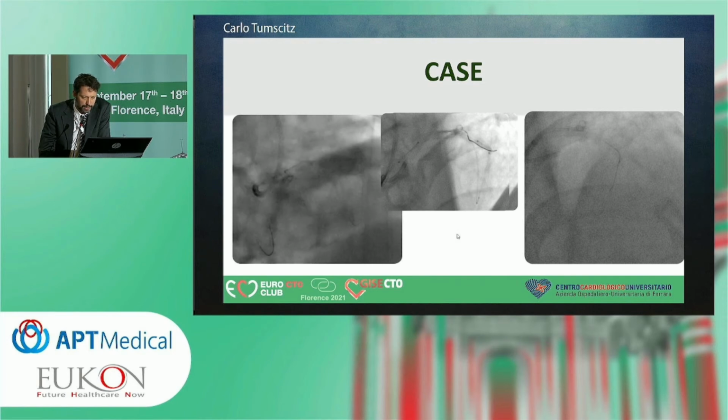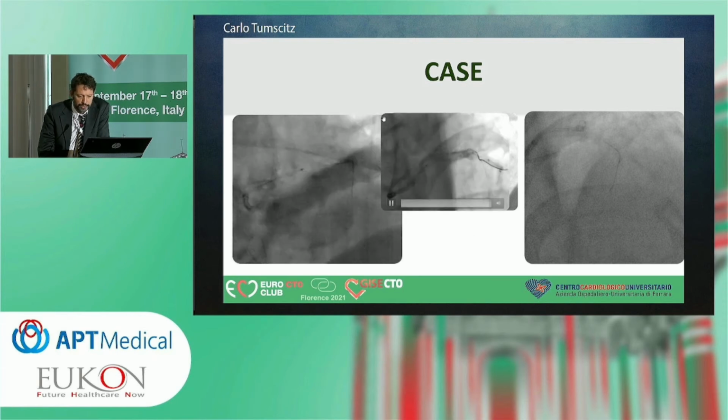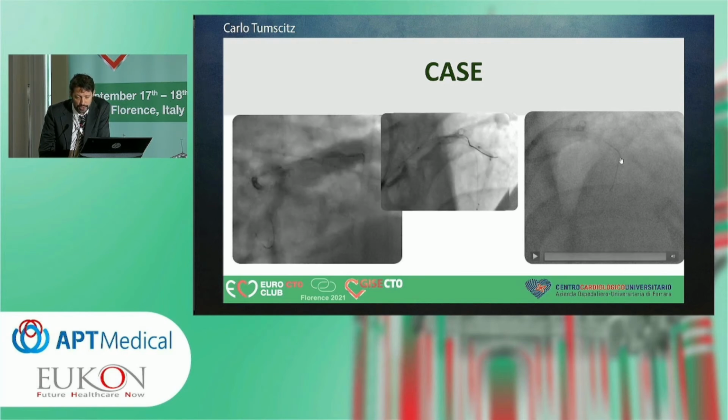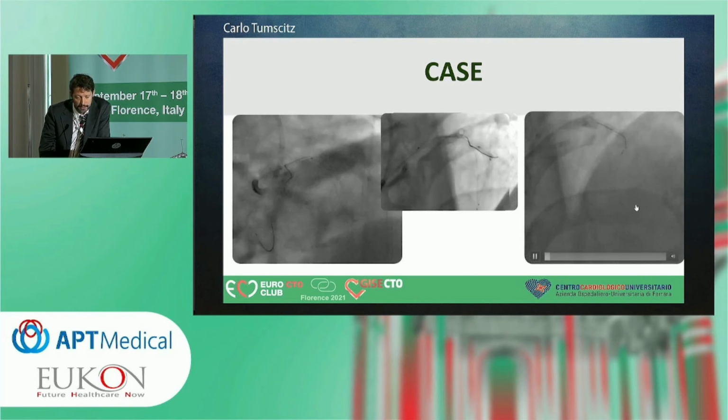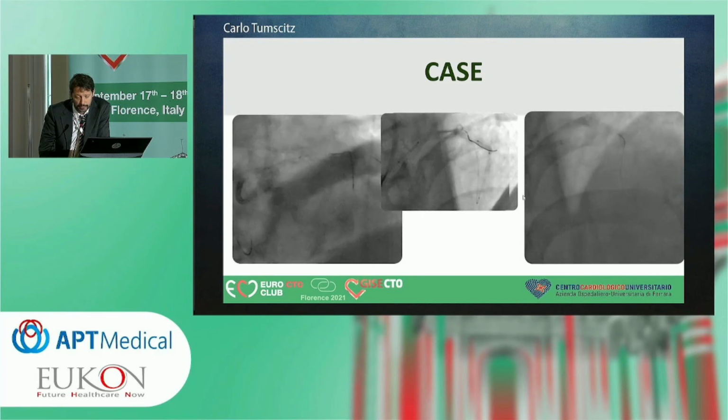As you can see, the guide wire went into the circumflex here. Then we pre-dilated. The idea was to create a space and then go antegrade, and we used the same microcatheters, just pulled back a little bit to redirect the guide wire to the LAD, as you can see here.